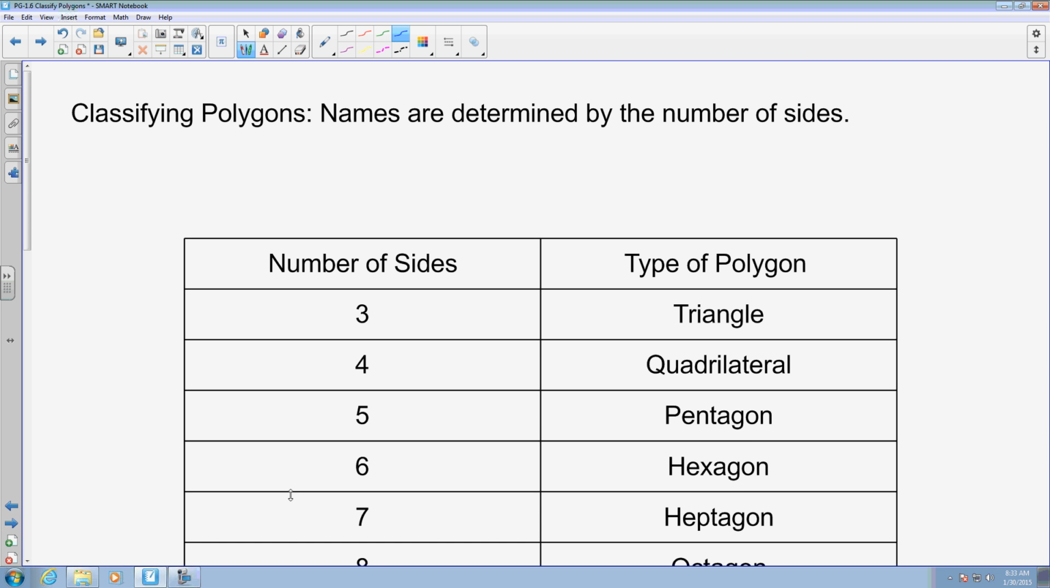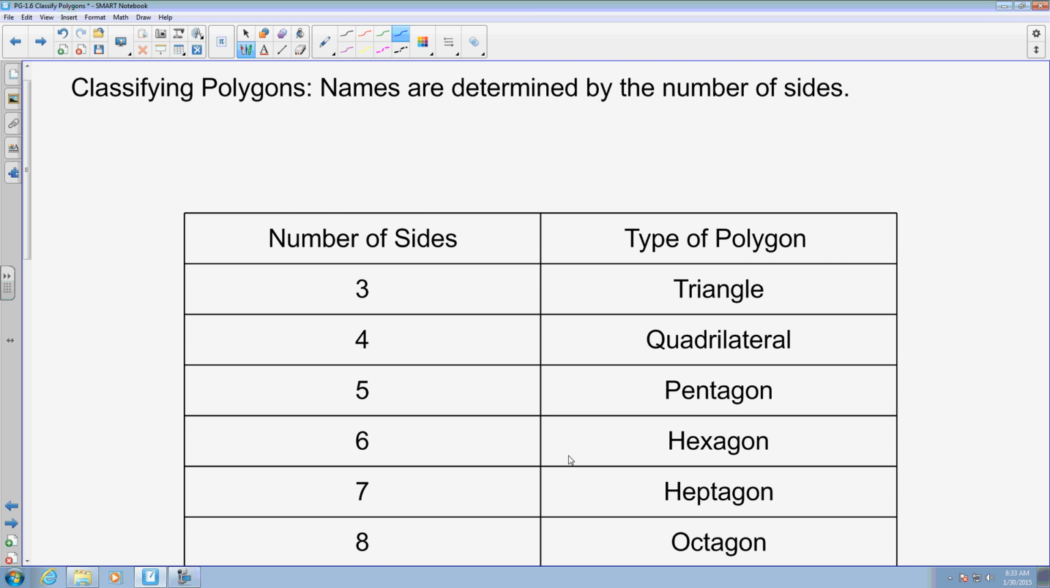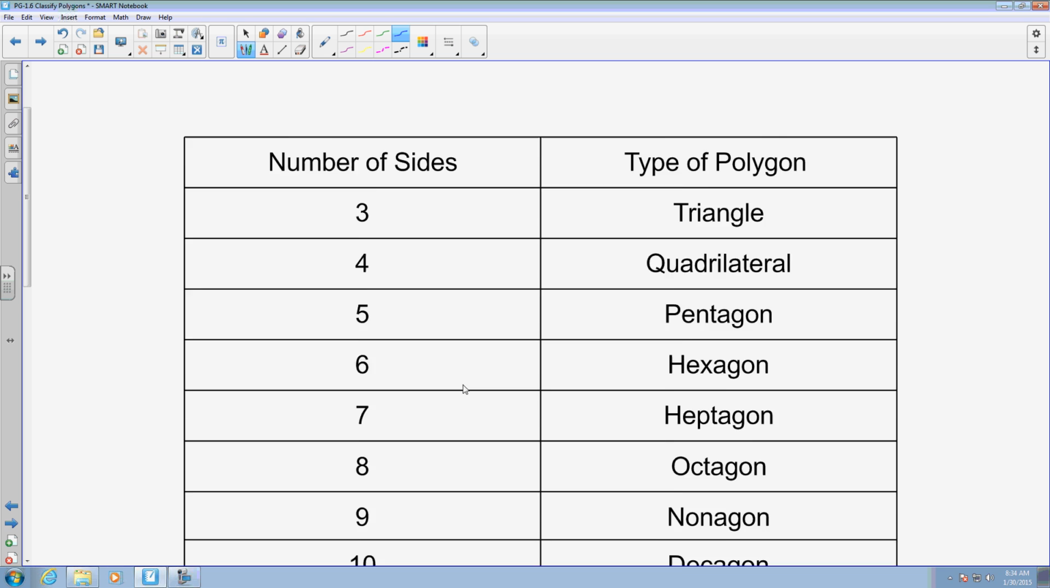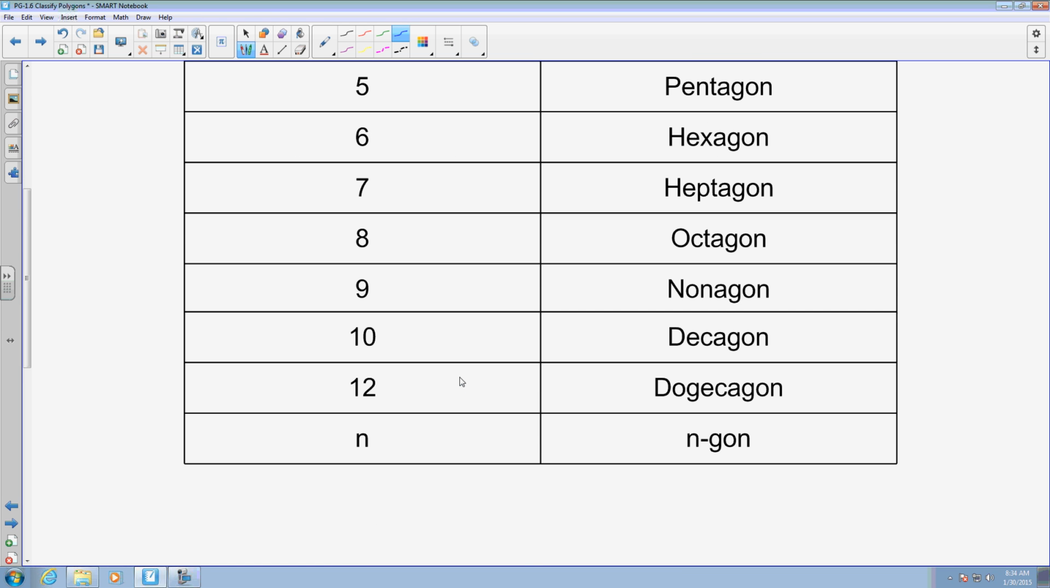Other classifications of polygons are determined by their number of sides. There are some more mainstream ones where 3 sides is a triangle, 4 sides a quadrilateral, 5 sides a pentagon, and so on and so forth. Anytime you get into sides that are larger than 13, we use the number of sides plus gon. So if it's a 20-gon, that means it has 20 sides.